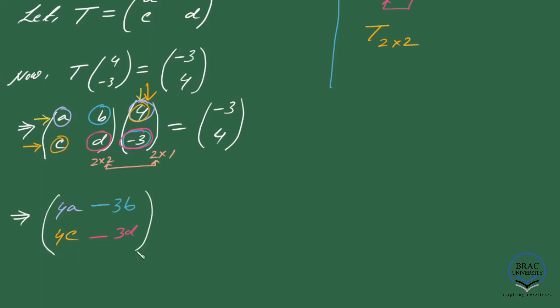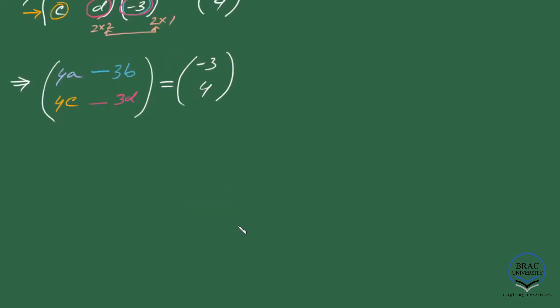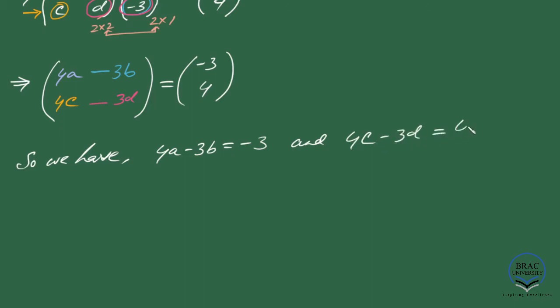So I can write that to be equal to what we have on the right hand side, -3 and 4. Great. So from here, this is equal to this entry, so I can write 4a minus 3b to be equal to -3, and this is equal to this, so I can write 4c minus 3d is equal to 4. Great.